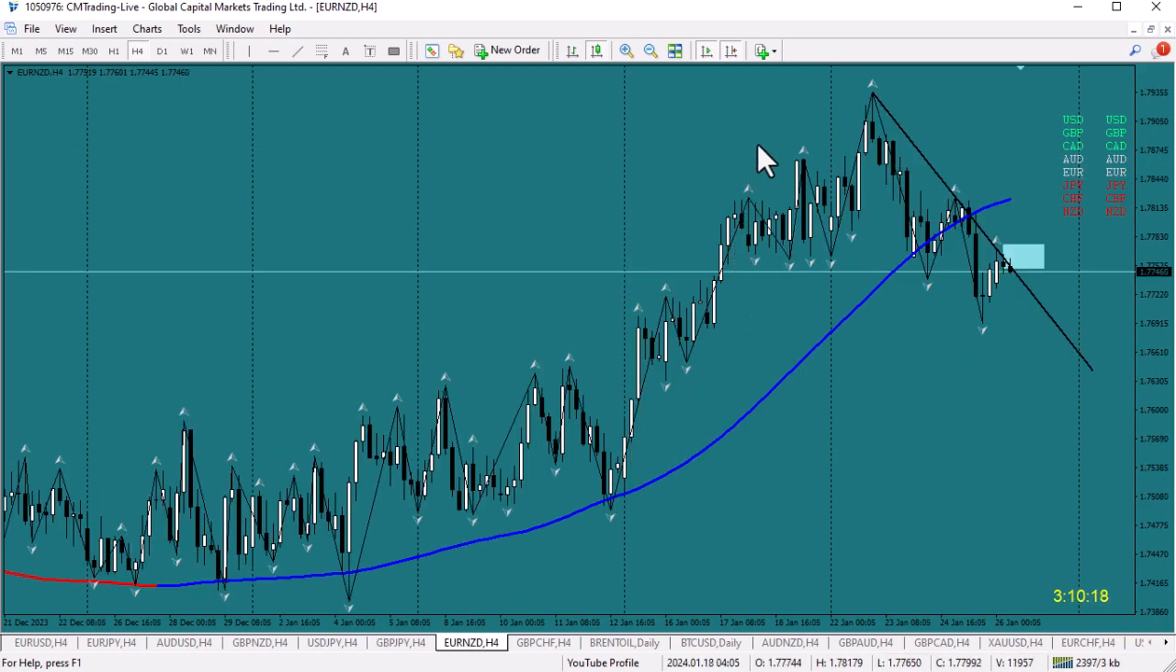Euro New Zealand, nice consolidation. Euro stronger than the New Zealand, so something I could be long in. But I would like to see a break above this falling trend line. And once I get the break, I would love to see a retest and then a counter reversal. And that'll be quite a nice setup for some longs.